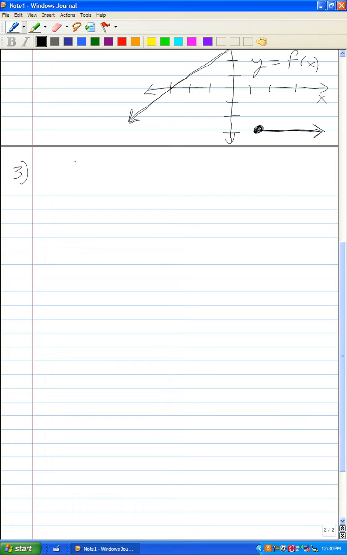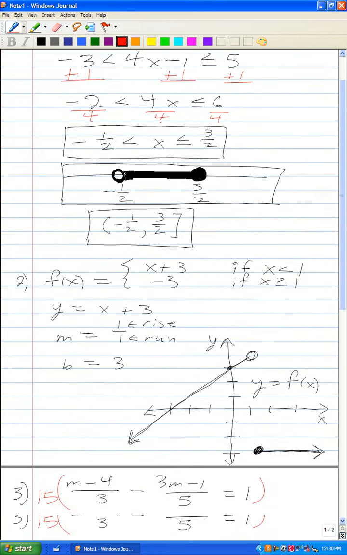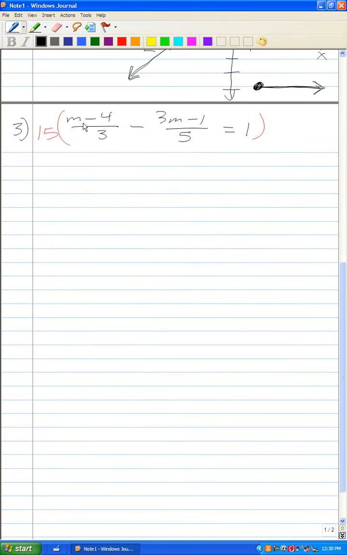Solve m minus 4 over 3, 3m minus 1 over 5 equals 1. So let me multiply both sides of my equation by the least common denominator, 15. 15 divided by 3 is 5 times m minus 4. 15 divided by 5 is 3 times 3m minus 1. 15 times 1 is 15.